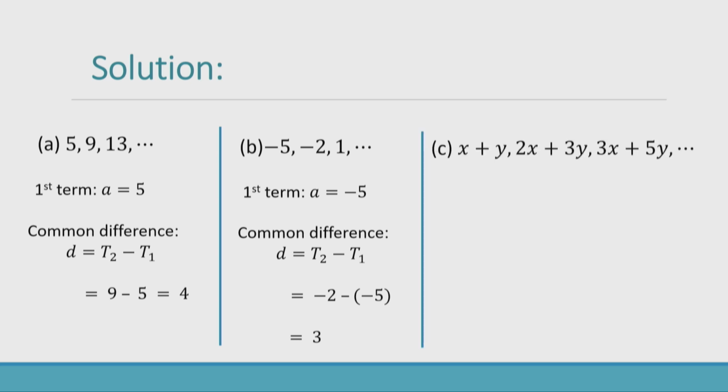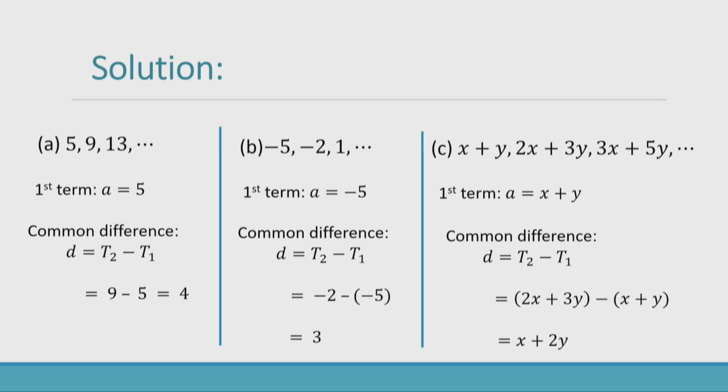Part C. We have first term x plus y, second term 2x plus 3y, and third term 3x plus 5y. So A, the first term, will be x plus y. Now, to find the common difference D, we are going to take T2 minus T1. That is 2x plus 3y minus (x plus y). Simplifying, we get x plus 2y.